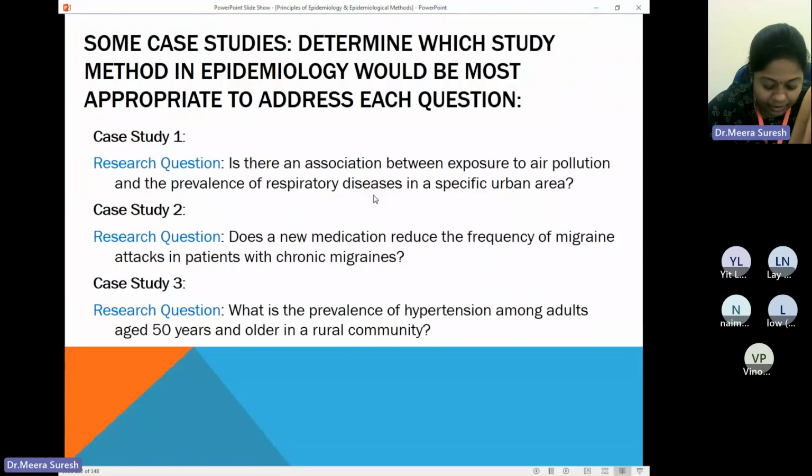Anyone can answer. I mean, four or five I have kept. Each person you have to answer what type of study design you are going to do. So whoever answers can answer the first study design, if this is the research question: to find out an association between exposure and the prevalence, what study design you are going to do. Your options are ecological, cross-sectional, case control, cohort, RCT, whichever.